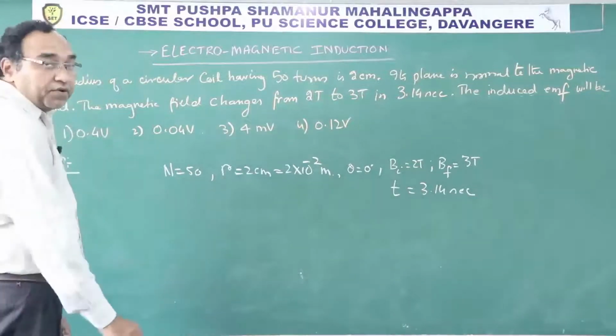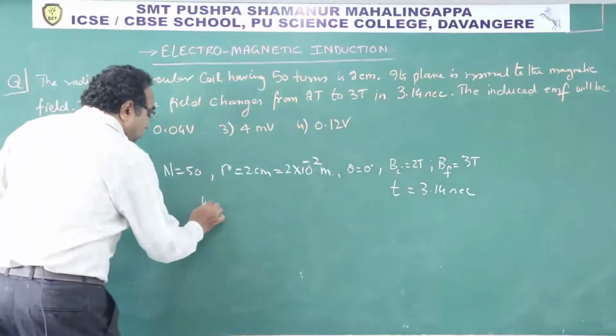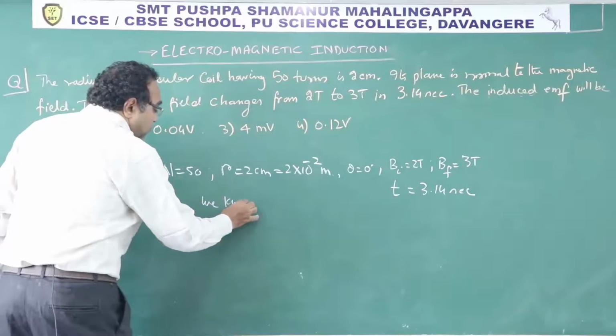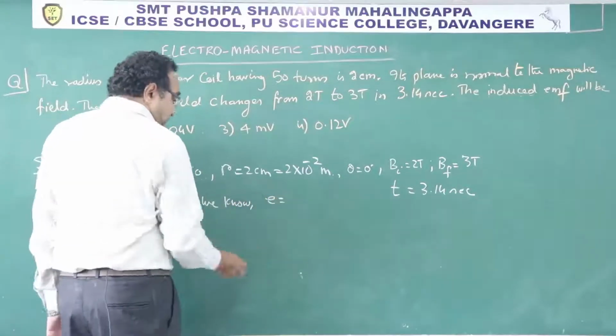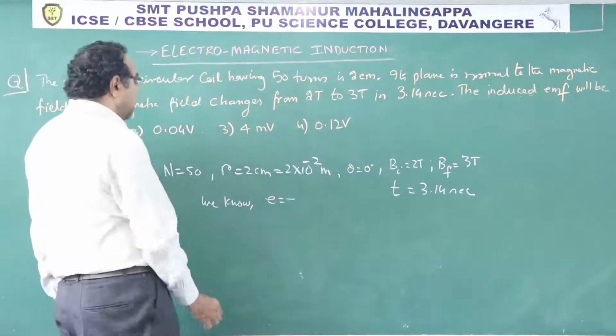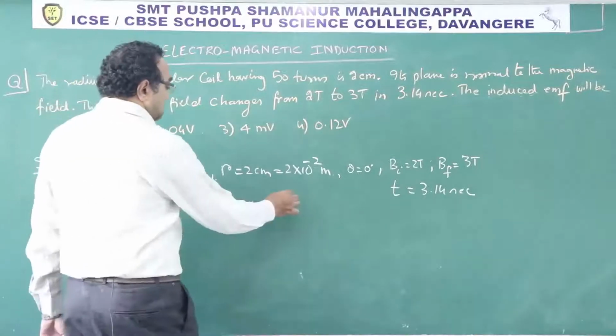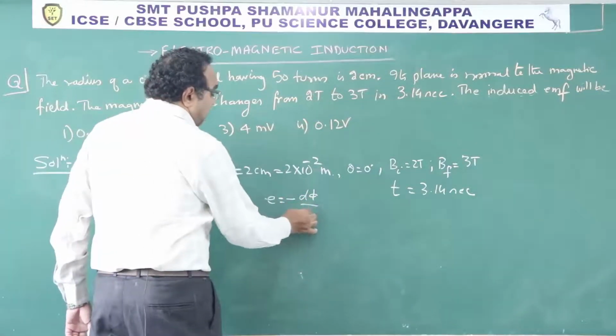Induced EMF. Well, we know the induced EMF is minus d phi by dt.